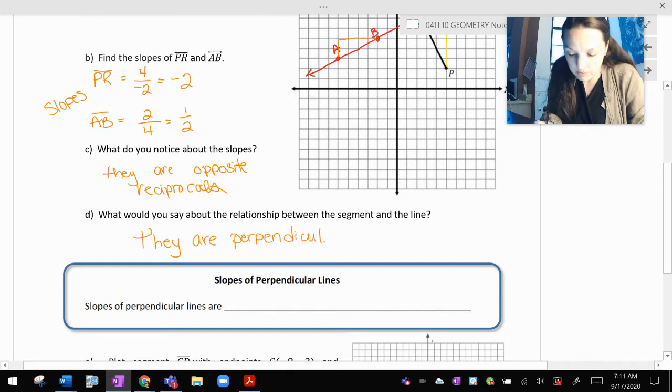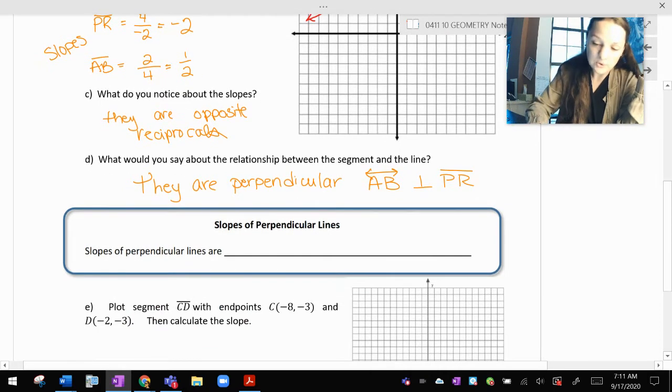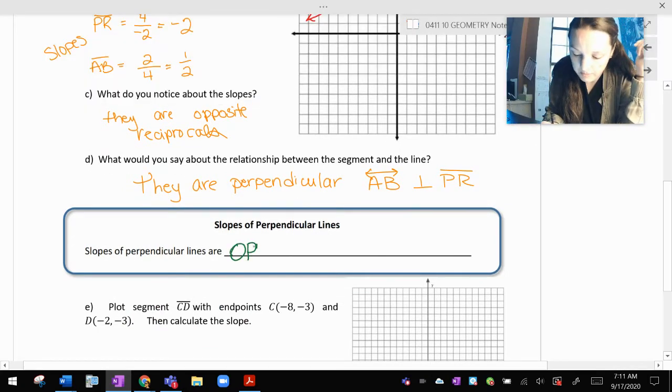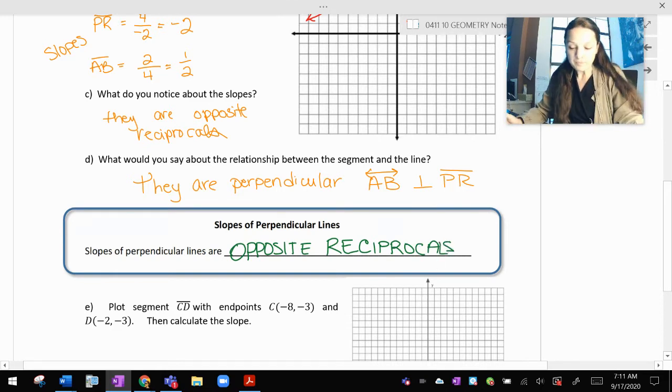And there's a symbol for that. We would say that line AB is perpendicular to segment or line PR. And that upside down T means perpendicular. So just a reminder, slopes of perpendicular lines, you have to know this, are opposite reciprocals. Oops, forgot to write 'know.' Opposite reciprocals, okay? There we go.